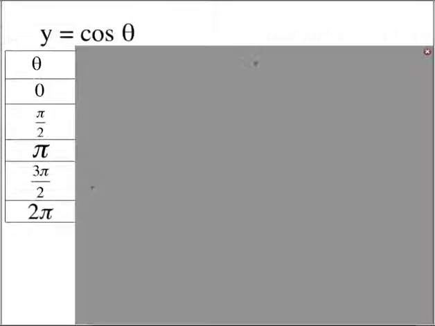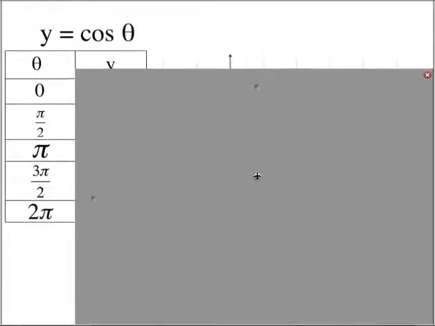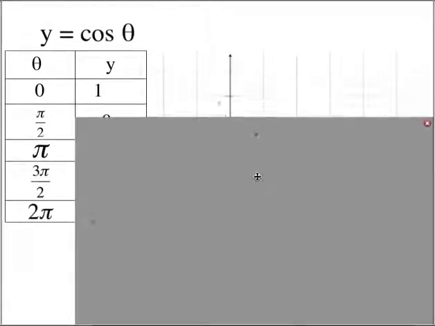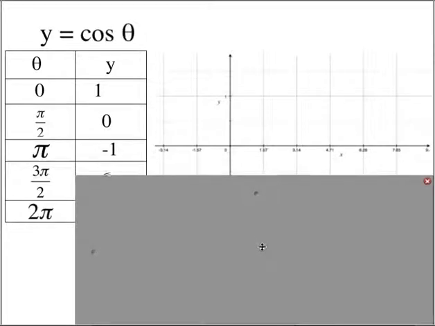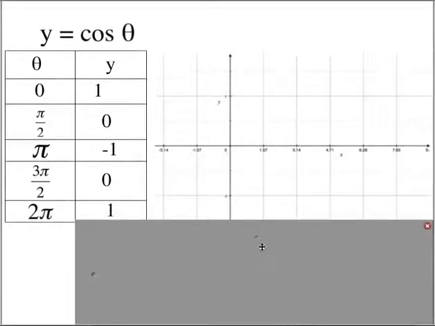So let's take a look at the cosine function. If I were to take what I know from the unit circle and convert it into a table, my equation is y equals cosine of theta. So now my angles in radians, I'm going to plug into this equation, and my output is going to be what my x value is in that unit circle. So cosine of 0 is 1, cosine of pi over 2 is 0, cosine of pi is negative 1, cosine of 3 pi over 2 is 0, and cosine of 2 pi is back to 1.